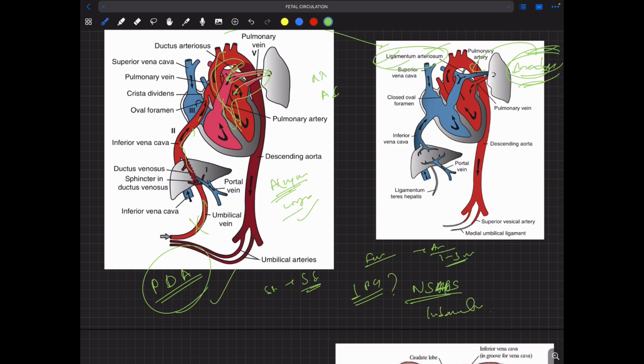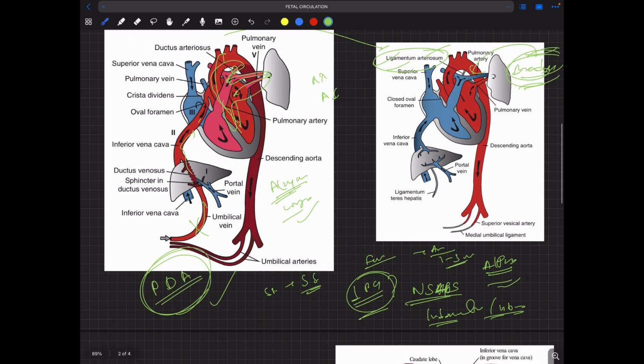NSAIDs like indomethacin or ibuprofen can be used in management of patent ductus arteriosus. They help decrease prostaglandin. Prostaglandins PGE1 and PGE2 help in the opening of the ductus arteriosus. So drugs like indomethacin and ibuprofen decrease prostaglandin and thus lead to closure. In certain cases we have to maintain the ductus arteriosus open. In that case we can give prostaglandin analogs like alprostadil. They will keep the ductus arteriosus open.